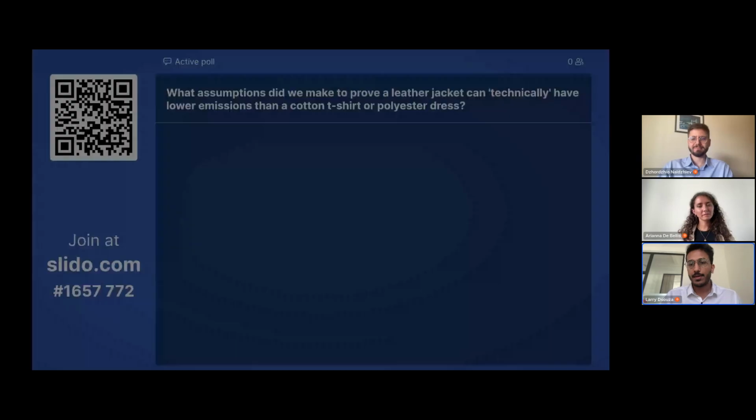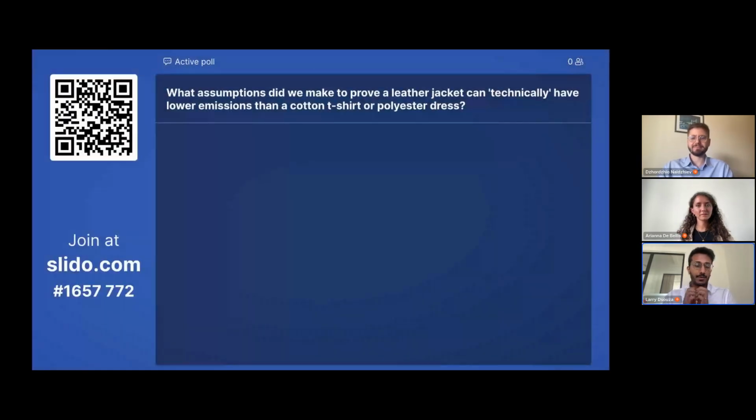So let's have another poll here where you would try to guess what you think are the assumptions that we made, which prove that the leather jacket can technically have lower emissions than a cotton t-shirt and a polyester dress. Because from the previous slide, we saw that most of you said that the leather jacket would have the highest emissions, followed by polyester and cotton. But with our model, we are saying the leather jacket can have technically lower emissions. So maybe you can try to now guess what are the different assumptions that we must have taken into consideration.